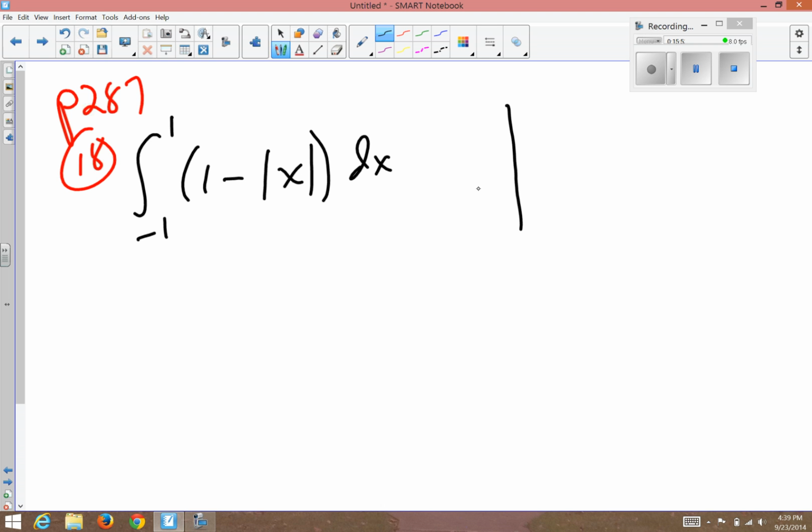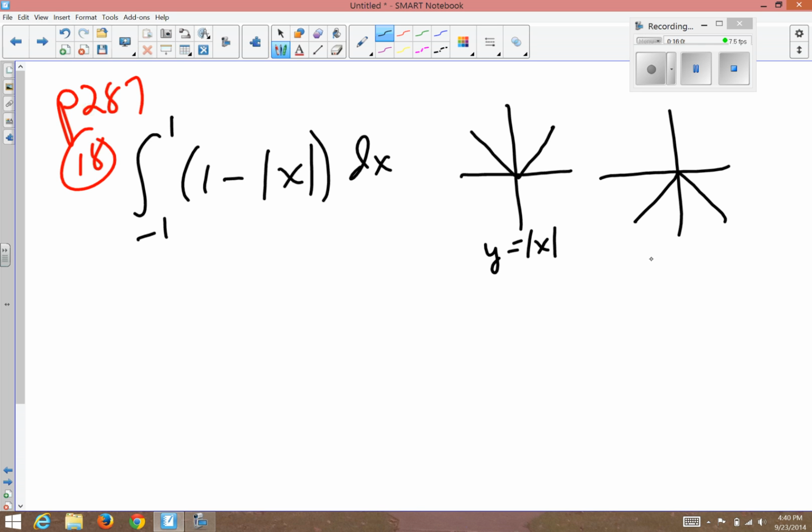We know y equals the absolute value of x is the v-shaped point at 0, 0. A negative in front means flip this over the x-axis. This is y equals the absolute value of x. This is y equals the absolute value of x with a negative in front of it. And then adding 1 to that means shift this graph 1 unit up. Take this graph and add 1. So instead of the point at 0, 0, it's going to be at 0, 1.